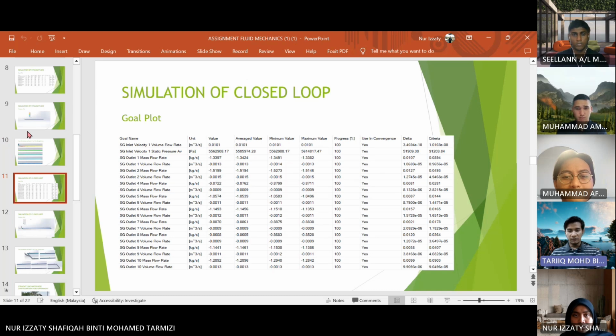This is the goal plot for closed loop simulation. The velocity volume flow rate is 0.0101 meter cube per second. The static pressure average value is 5585974.28 Pascal, and the minimum value is 5562908.17 Pascal, and the maximum value is 5614817.47 Pascal. Next.